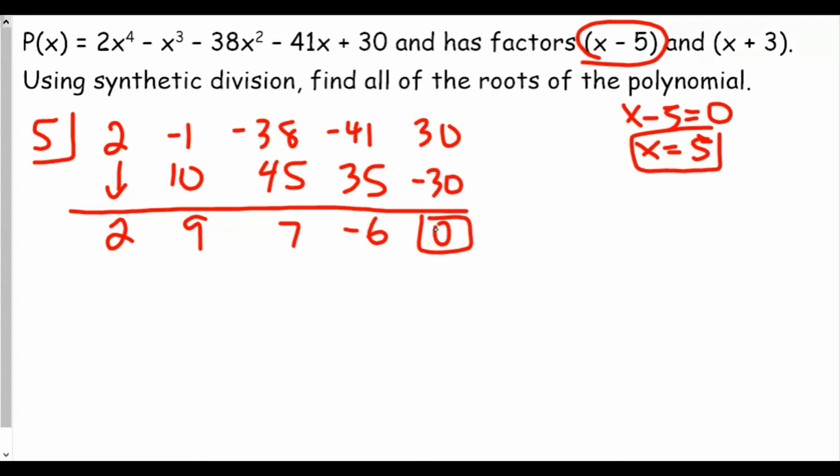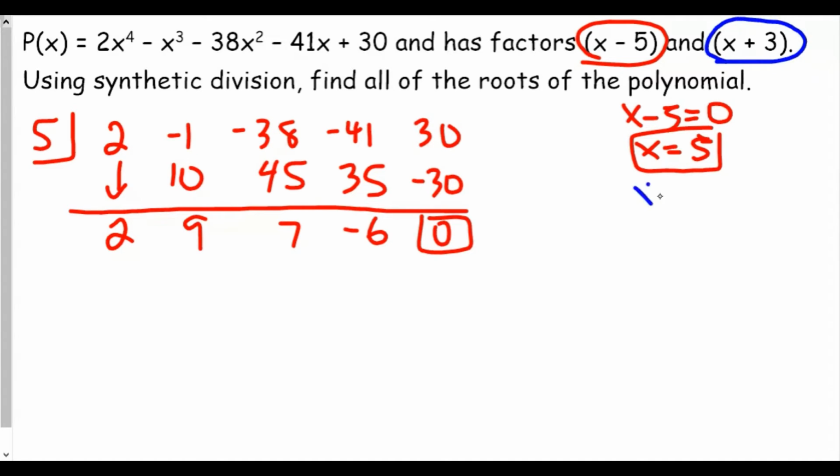Now, if we were to write this out, since this started off as p of x being 2x to the fourth, our polynomial will be 2x to the third, plus 9x squared, plus 7x minus 6. But we do not know how to solve for that, except we can divide again. Not from the very beginning, but taking this next factor of x plus 3.